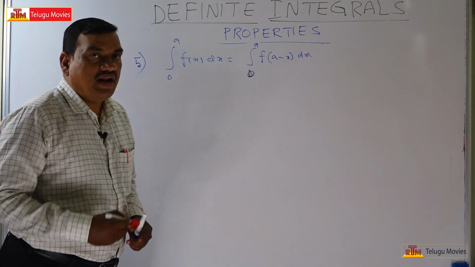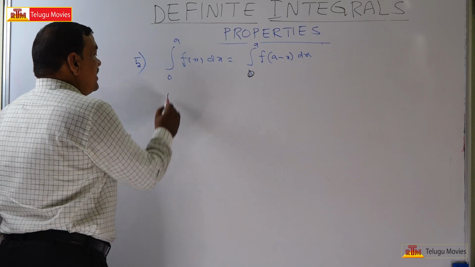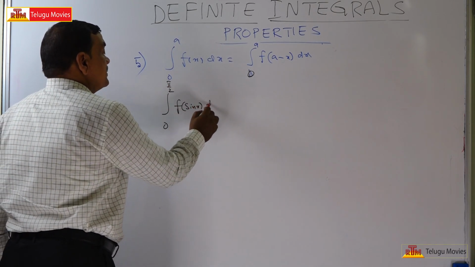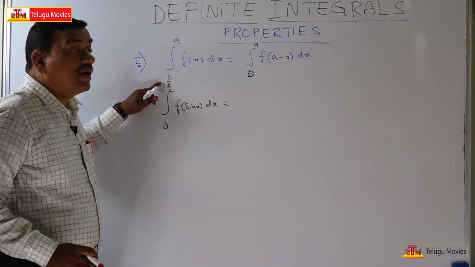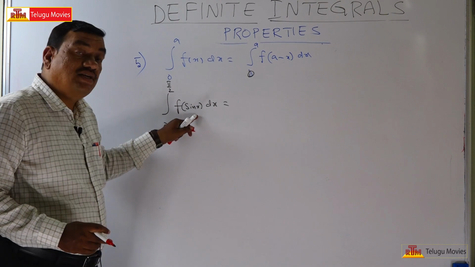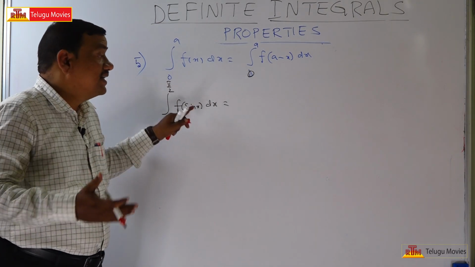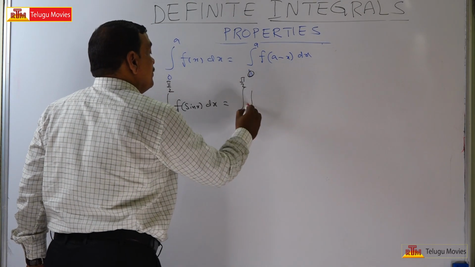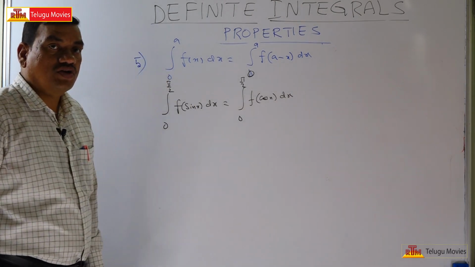Okay, welcome back. So let us see one result: integral 0 to pi by 2 of f of sin x dx. That means here the lower limit is 0, upper limit is pi by 2. There is a function in sin x, completely sin x. Then this can be written as integral 0 to pi by 2 of f of cos x dx.